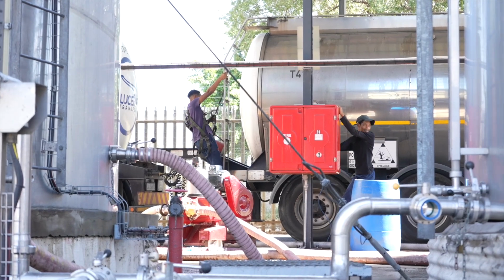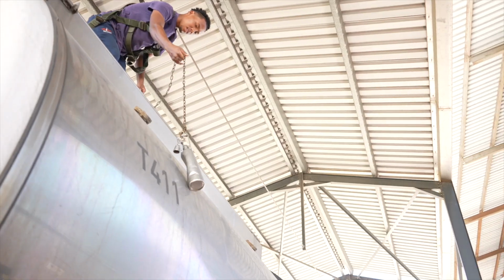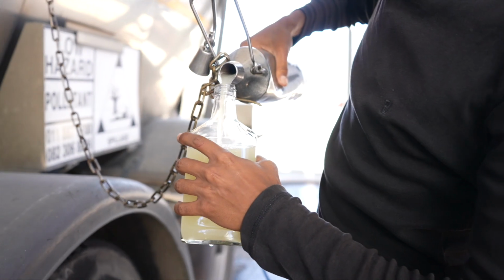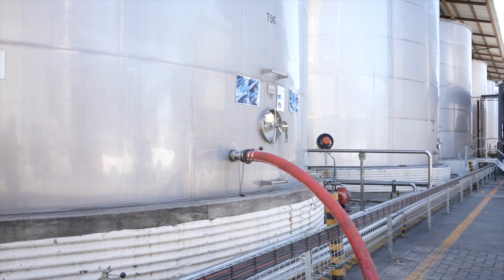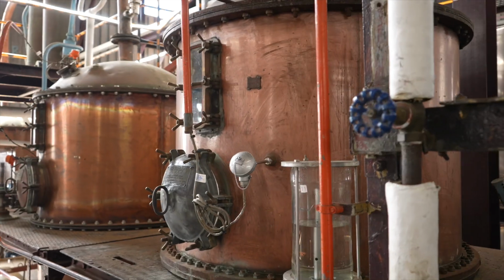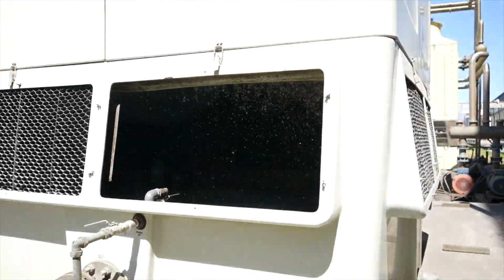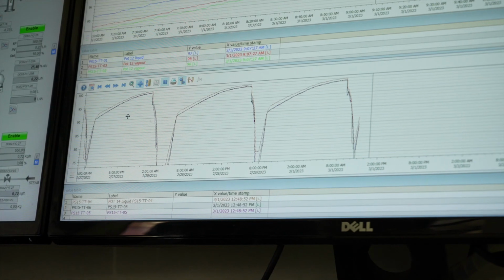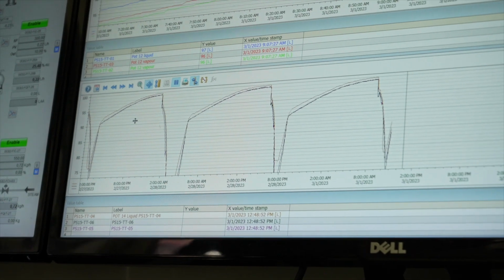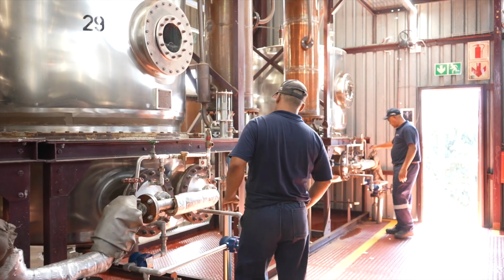Factors that will ensure a good quality unmatured pot still brandy: using a good quality base wine, having a copper pot still in the distillation process, having enough cooling capacity, good distiller and fraction control, and of course a burning passion for distillation.